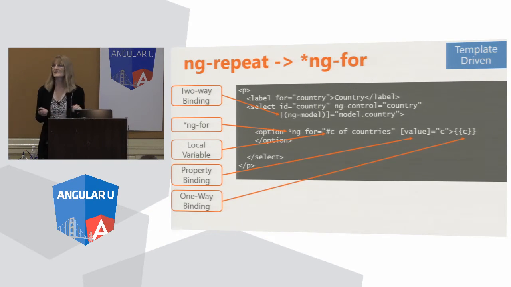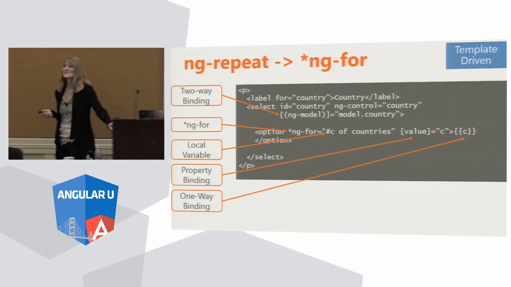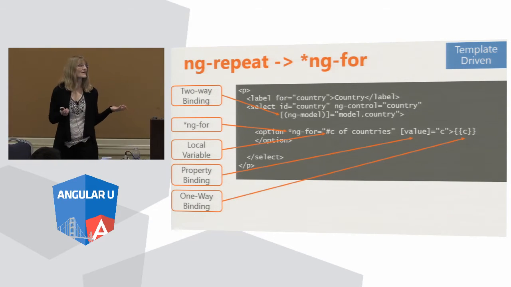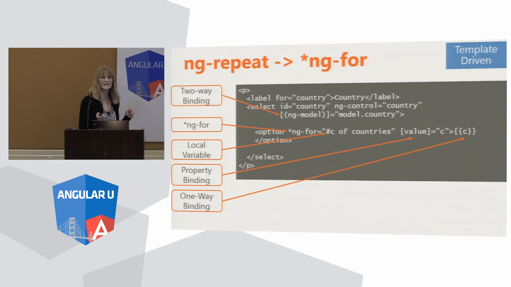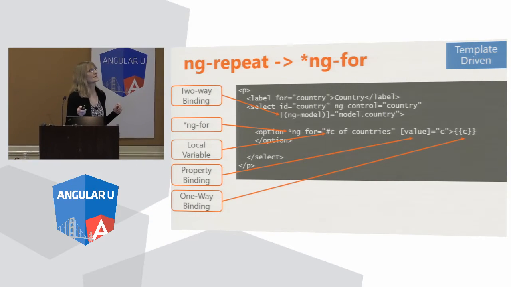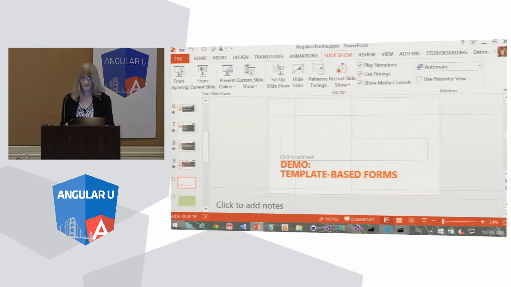And guess what else we still have? We still have our double curly brace syntax. So that isn't going away. We still can use our one-way binding, because here we're simply binding our drop-down list. Okay, so let's take a look at some code.